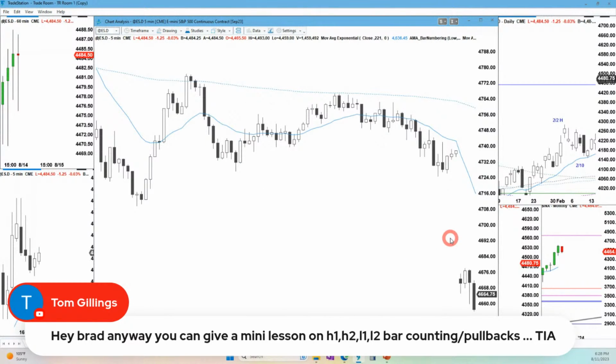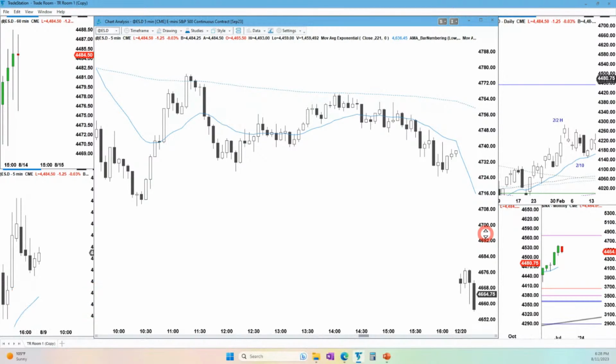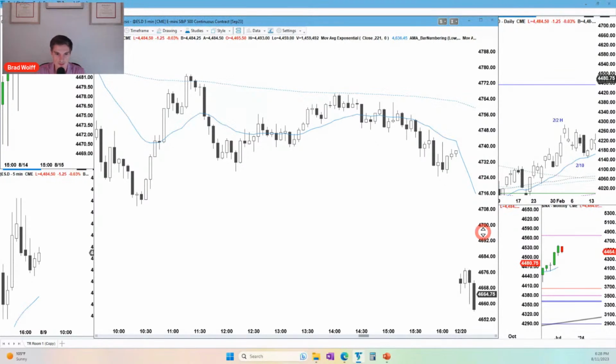So, a mini lesson on high ones, high twos, low ones, low twos. The first thing I'm looking for is context. We have a gap down, and on the open, you hear me say it all the time, don't take trades for the first 6 to 12 bars. Wait for something strong, strong breakout, strong follow through. 50% chance the first breakout will fail.